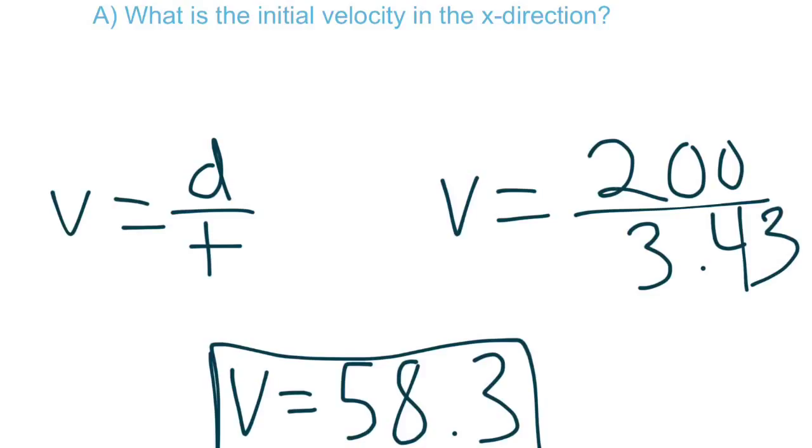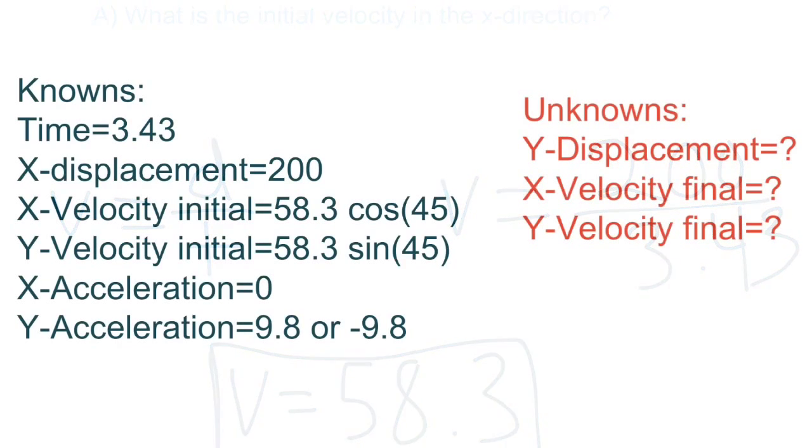But before we can, the most important thing we need to do is solve for the velocity. Velocity is equal to distance over time. Since the ball went 200 feet in 3.43 seconds, you'd put 200 divided by 3.43 to equal the velocity. The velocity is equal to 58.3.